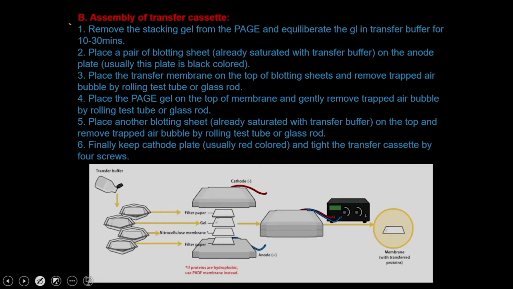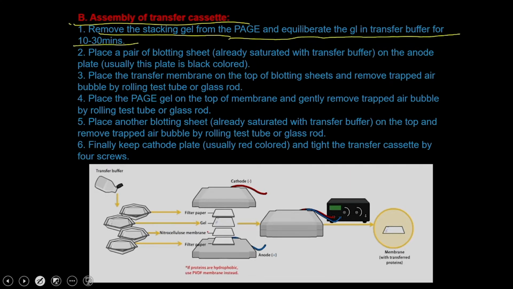So, assembly of the transfer cassettes. What you have to do is remove the stacking gel from the PAGE and incubate the gel in the transfer buffer for 10 to 30 minutes. Place the pair of blotting sheets onto the anode plate. A transfer apparatus has an anode on one side and the cathode on the other side, and then you have to set things up like this. You first put the filter papers, then you keep your nitrocellulose membrane, then you keep your gel, and then you keep your transfer membrane. Or you can do it in reverse: you first put the filter paper, then you put the gel, then you put the membrane, and then you keep the next layer of filter papers.